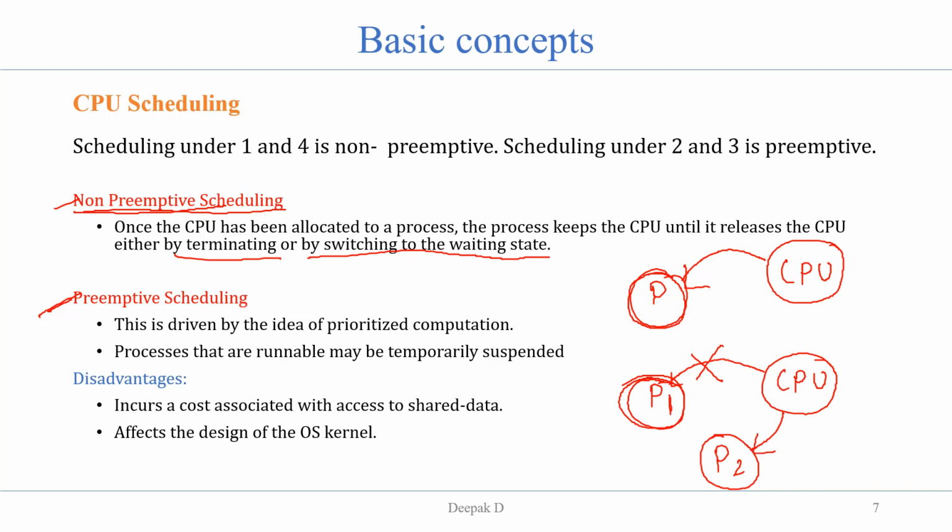So preemptive scheduling is the scheduling which is derived by the idea of prioritized computations. The processes that are runnable might be temporarily suspended when a higher prioritized process comes into the picture for its execution. So this is with respect to preemptive scheduling. What is the disadvantage of this preemptive scheduling? The first one is it incurs a cost associated with the access to shared data.